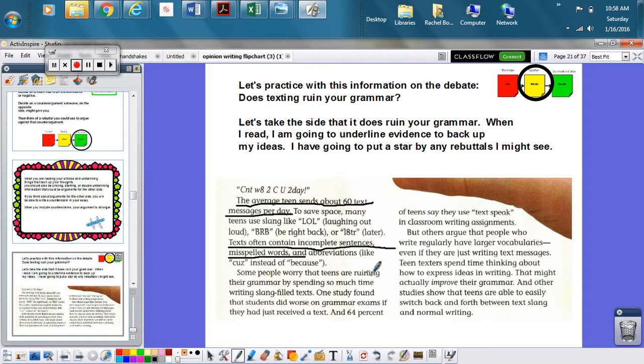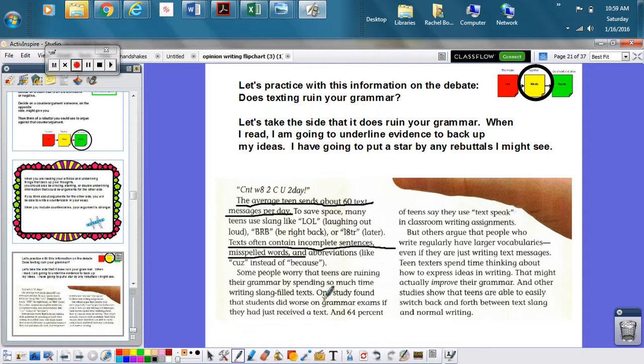Some people worry that teens are ruining their grammar by spending so much time writing slang-filled texts. One study found that students did worse on grammar exams if they had just received a text. And 64% of teens say they use text speak in classroom writing assignments.